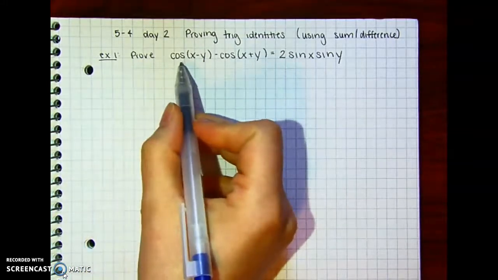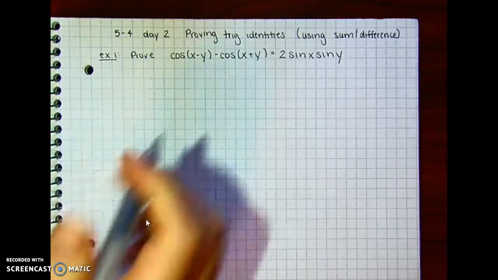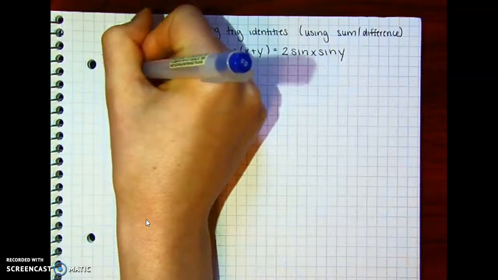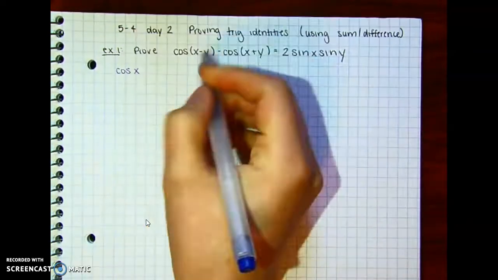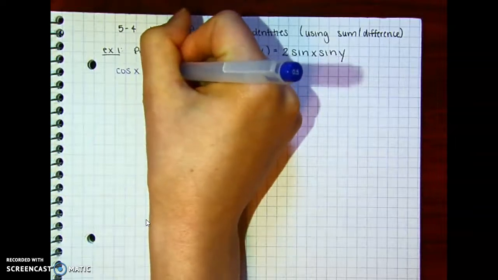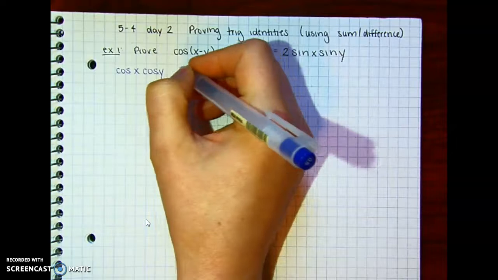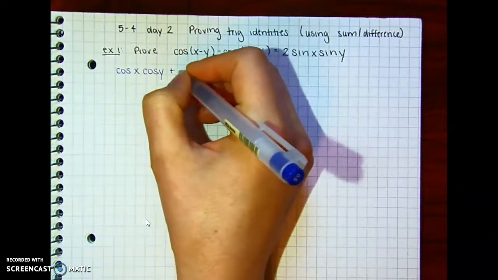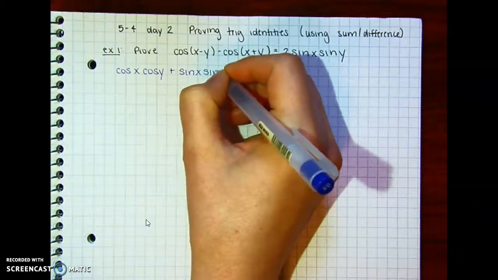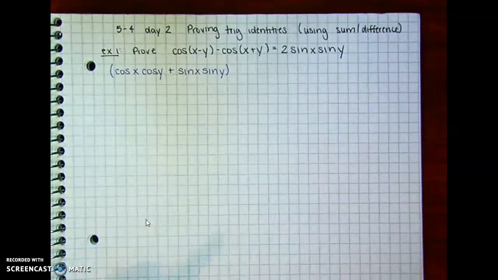So the cosine difference identity will be cosine of your first angle, so cosine x, times cosine y, and then it's plus sine of x times sine of y. So that is this first step.